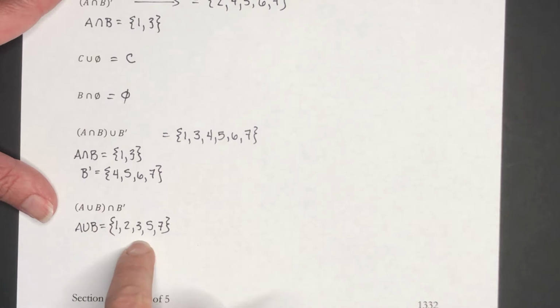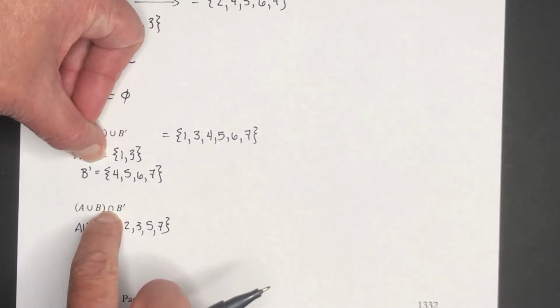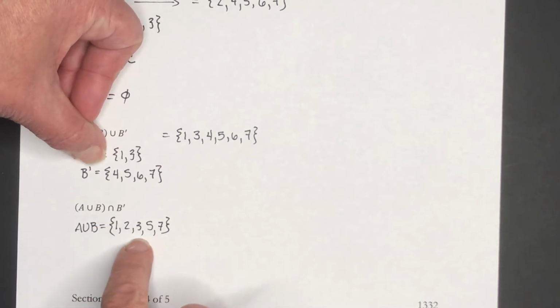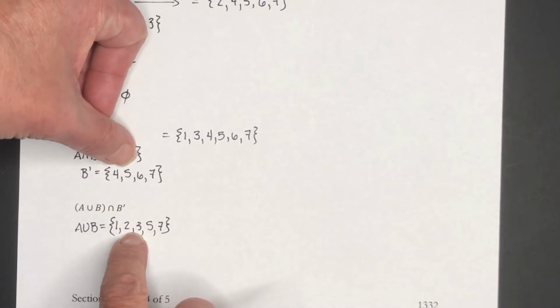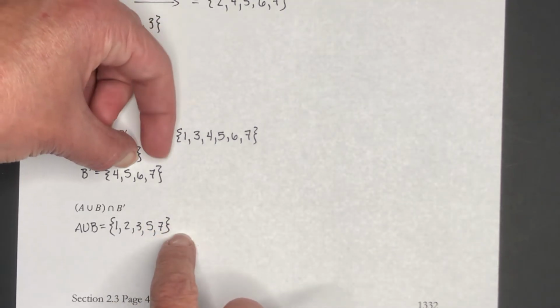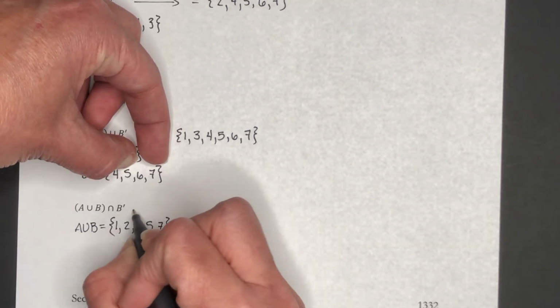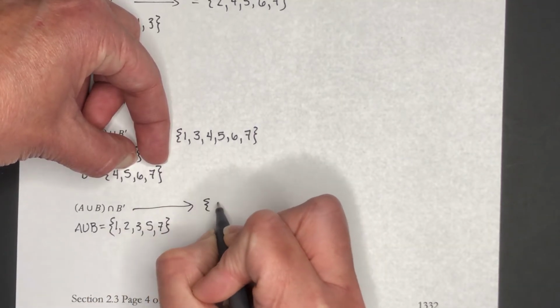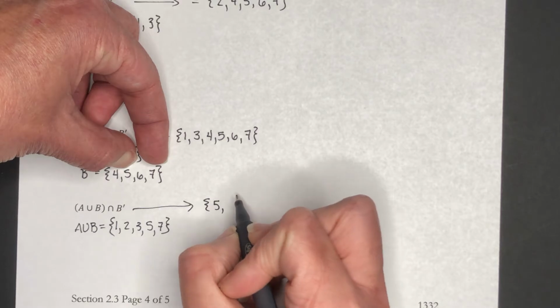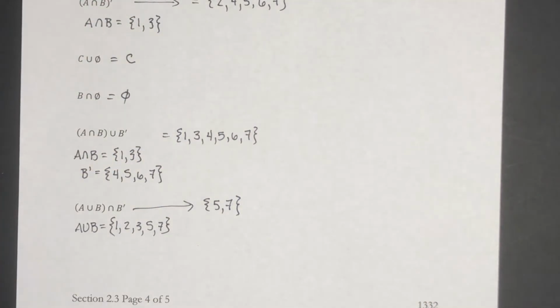So I have A union B here, and I also have B prime written right here. So I'm asked to intersect them. So what do these two have in common? Well, there's no 4 here, and no 6. So this is just 5 and 7. And that would be your answer there.